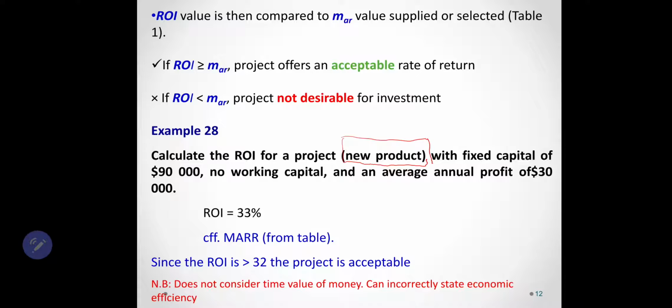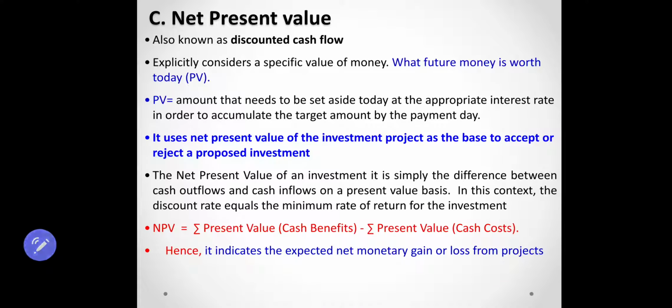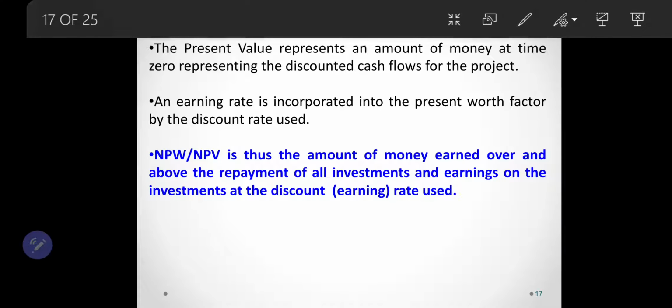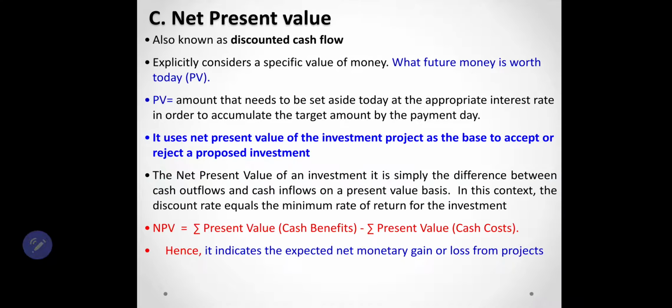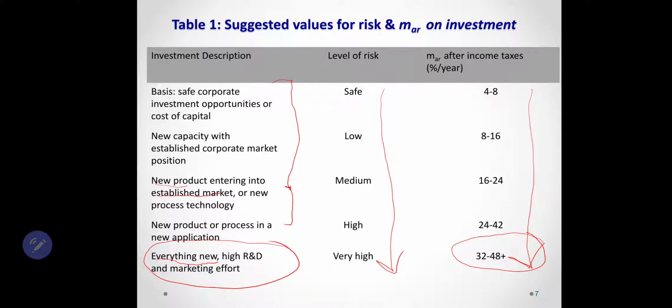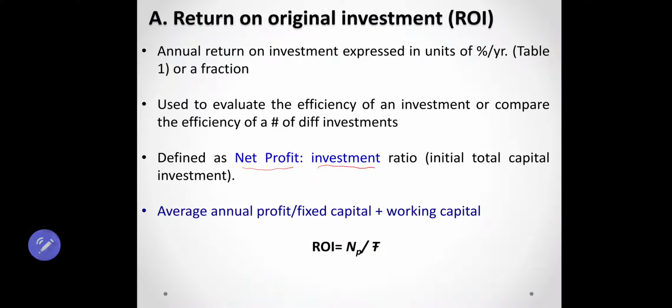So if you look at the percentage, as we saw in the previous slide, it's net profit divided by investment. 30,000 divided by 90,000 gives us a percentage of 33%. If you go back to the previous couple of slides, to table 1, you see that the percentage we got, 33%, falls within this range. Since it falls within this range, we can say that the investment is acceptable.